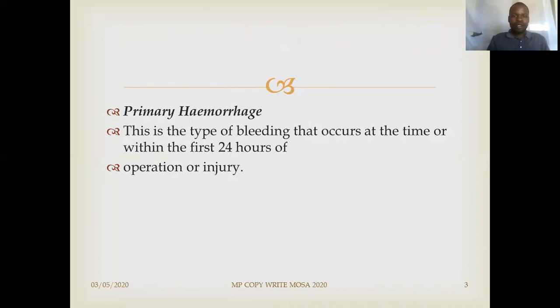So there are various types of hemorrhage that someone may have. One of them is primary hemorrhage. What is primary hemorrhage? This is the type of bleeding that occurs at the time or within the first hours of an operation. Primary hemorrhage normally occurs within 24 hours and follows after an operation.